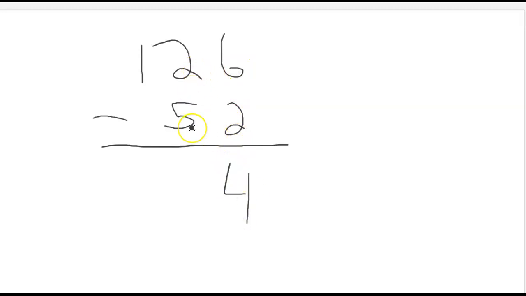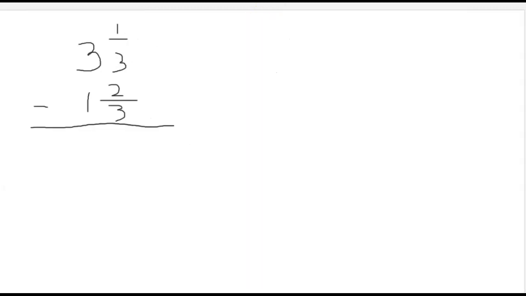And when we get to 2 minus 5, well, we can't do that. We can't take 5 away from 2, right? So we're going to have to borrow here. So we borrow from the 1, and we make that 2 into a 12, right? And 12 minus 5 is 7, okay? And sometimes we have to do that when it comes to fractions.